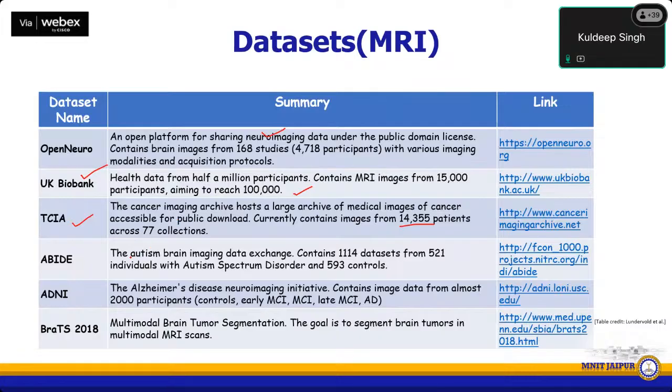ABIDE is specifically for autism brain imaging, and it contains 1,114 datasets from 521 individuals with autism spectrum disorder and 593 controls. Then the Alzheimer's dataset, ADNI, contains image data from almost 2,000 participants. And BRATS, there are various variants of BRATS, yearly versions. So it's for multimodal brain tumor segmentation.